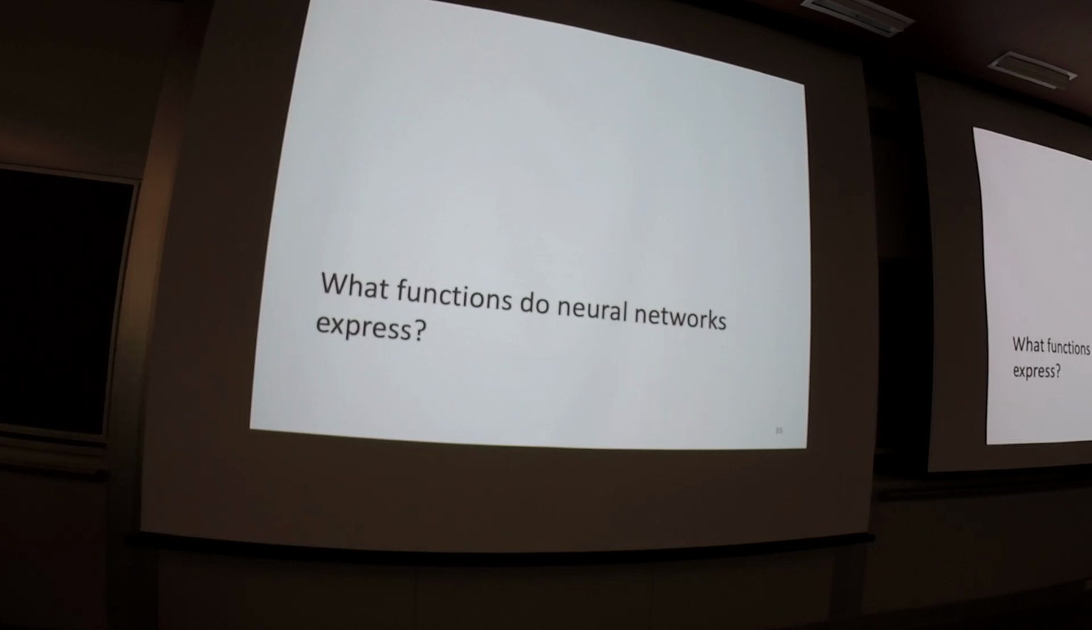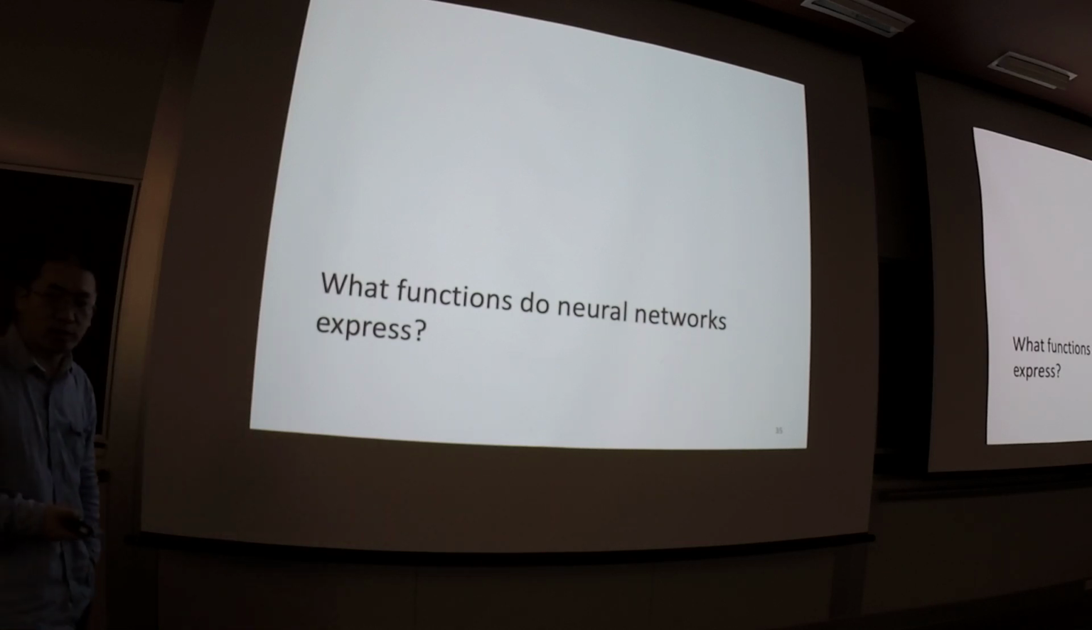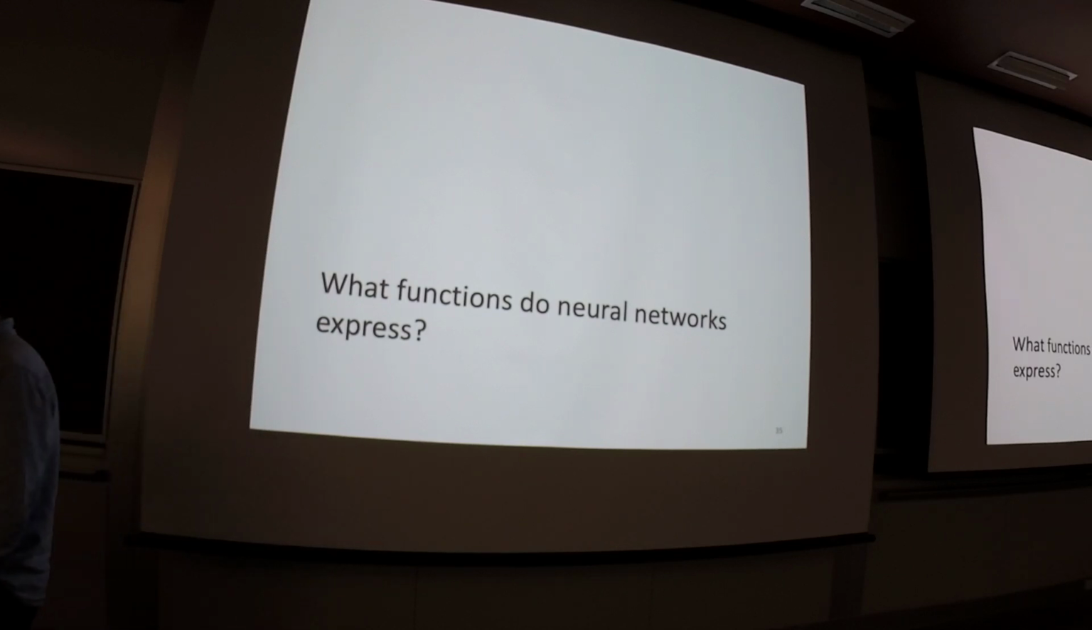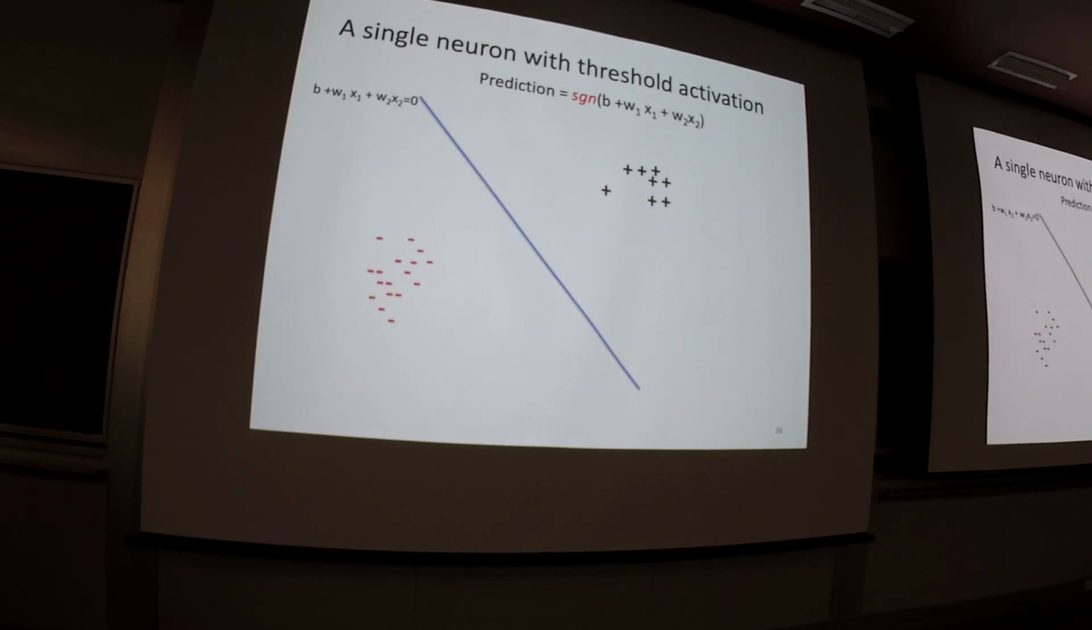So what is the expressiveness of neural networks? As we just discussed, we know neural networks are very powerful. So how powerful are they? Here's just a simple example. If I construct a neural network with a single linear threshold unit, it corresponds to a linear classifier. So the classification boundary is just a line, right? In a higher dimensional space, it is just a hyperplane.